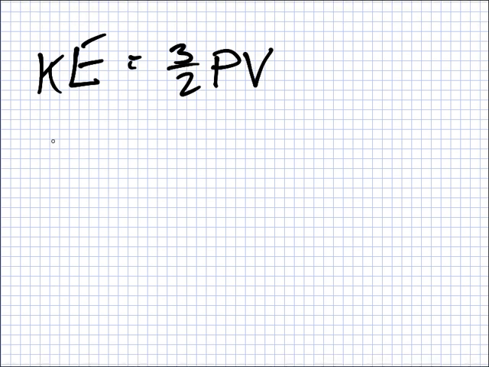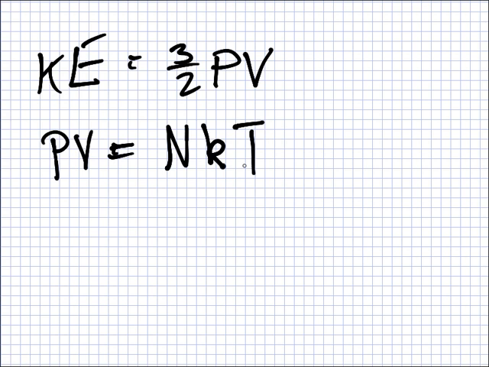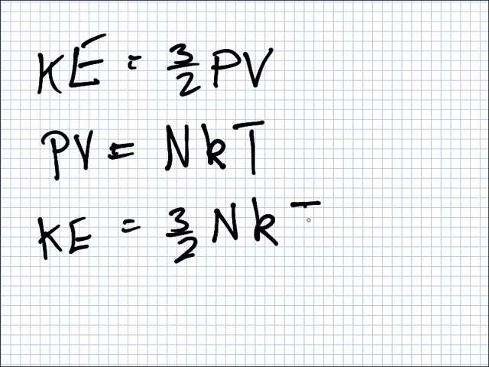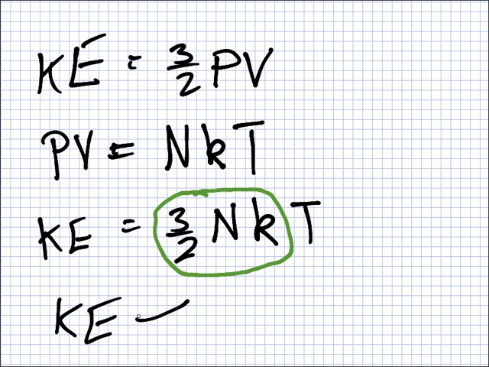Yeah. And we also know that PV equals NKT, if I use the big N. So if I put 1 into 2, I can get KE equals 3 over 2 NKT. Yes? But this guy here is constant, isn't it? As long as it's closed, it's constant. So you get this result, which we actually said earlier today. KE is proportional to temperature.